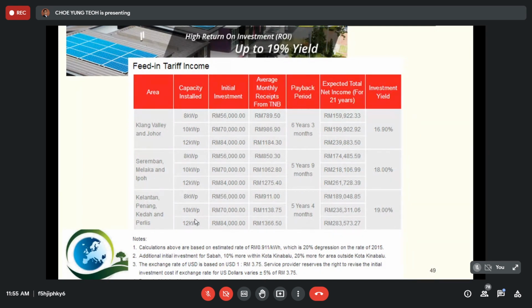This is because Penang, Kedah, Perlis, Kelantan have higher solar irradiance. In other words, it will be hotter. Okay, if you are traveling from North Malaysia to South Malaysia, Johor to Perlis, then you can feel the difference. Okay, Perlis is much hotter than Johor. Just because of the location on the earth, it has higher solar irradiance.